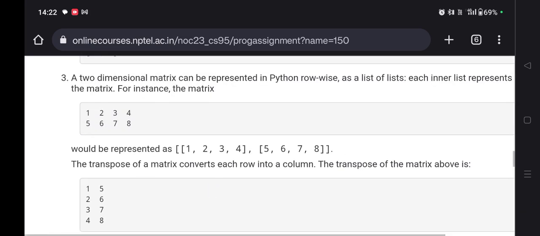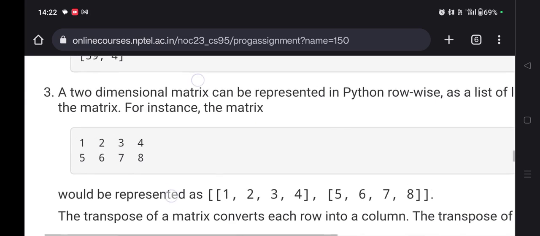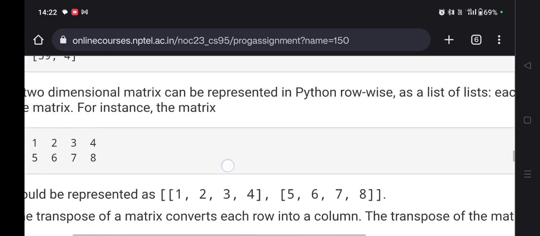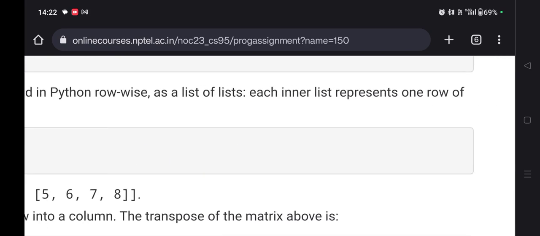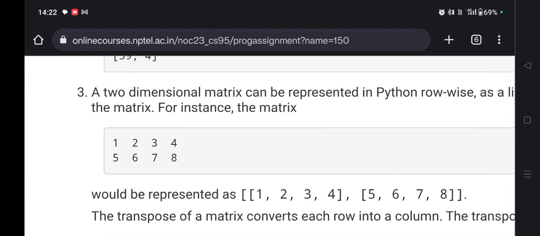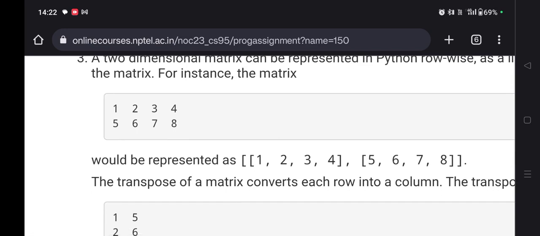What is question number 3? In question number 3 he is asking, a two-dimensional matrix can be represented in Python row-wise as a list of lists. Each inner list represents one row of the matrix. For instance, you have 1, 2, 3, 4, 5, 6, 7, 8.